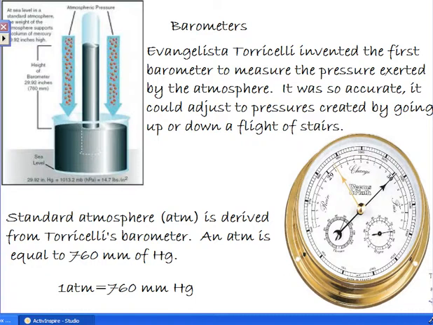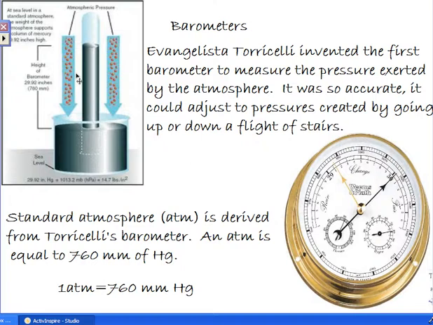And he made this so accurately, it's this one over here, by the way, that if he went up or down a flight of stairs, the reading would change. So he used mercury. If you can tell, it's like an inverted tube filled with mercury. It would go up or down, depending on the pressure. Now, what he determined is that one standard atmosphere, or ATM, is basically 760 millimeters of mercury.